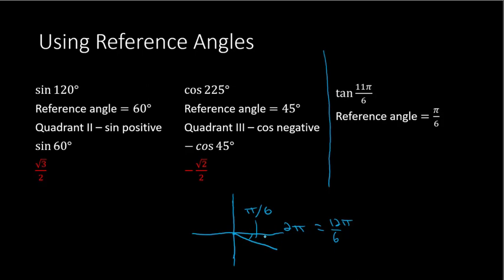And now we need to figure out with tangent, is tangent going to be positive or negative down in the fourth quadrant? Well, remember that tangent is the same thing as sine over cosine. Down in the fourth quadrant, sine is negative because y is negative, and cosine is positive because x is positive. So negative divided by positive would give you a negative answer. So tangent down in the fourth quadrant must be negative. So instead of finding the tangent of 11 pi over 6, we find the tangent of pi over 6 and then make it negative.